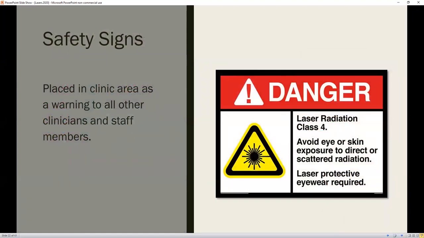example. And the other thing you need to do, okay, after eye protection is make sure that you have the proper signage. So a safety sign is going to be placed near the laser treatment to avoid scattered exposure of the laser in other people's eyes, right? So it's placed in the clinical area. It's just letting everybody know that a laser is going to be used. So don't look at the light.